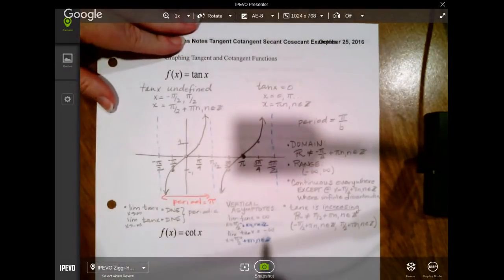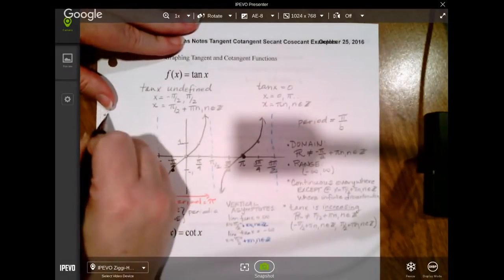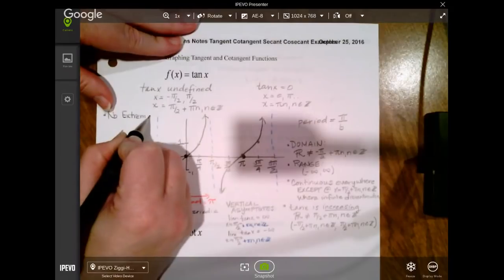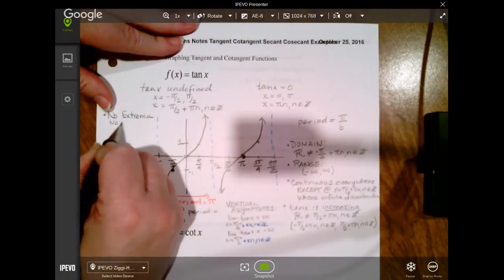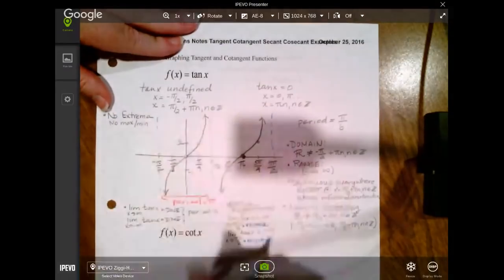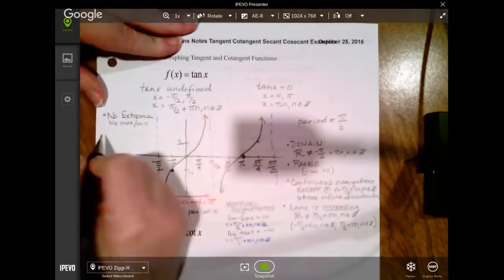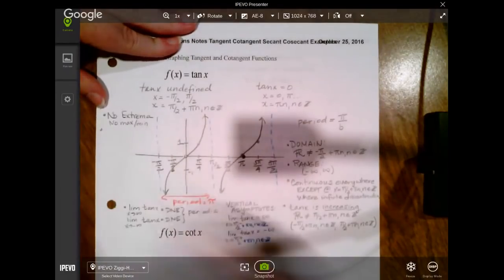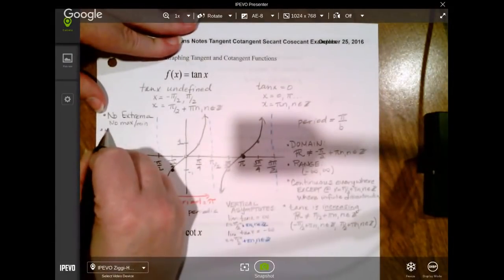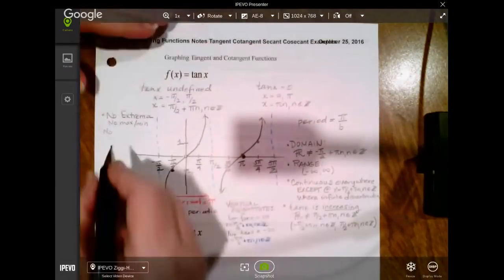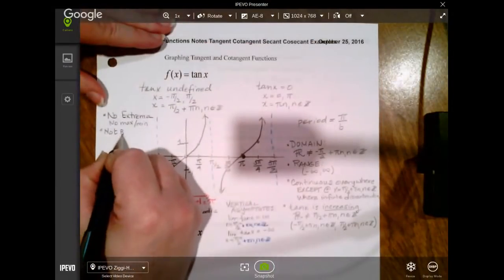Now, another interesting thing about the tangent function is there are no extrema. Now, what do I mean by extrema? That means no maxes or mins. Sorry, this is all over the page, but this is what I had to work with. And then this function is not bounded. That means the y's are not restricted from above and below. So this function is not bounded.